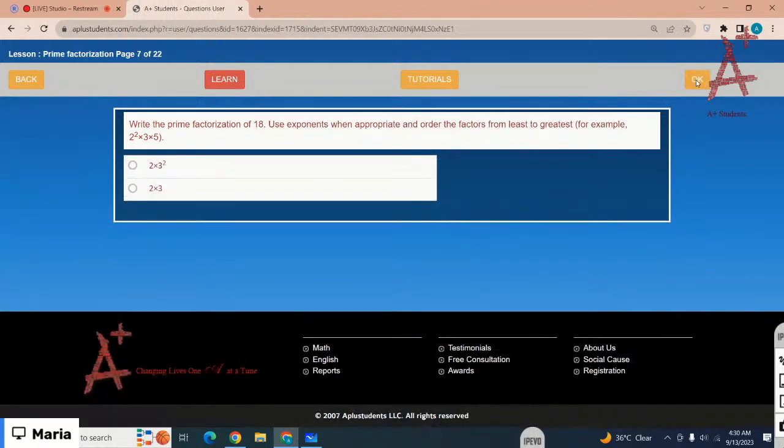Write the prime factors of 18, which is the correct option. The correct option is option number 1, right? Write the prime factorization of 15. So which is the correct option? Yes, that would be 3 times 5 is 15.